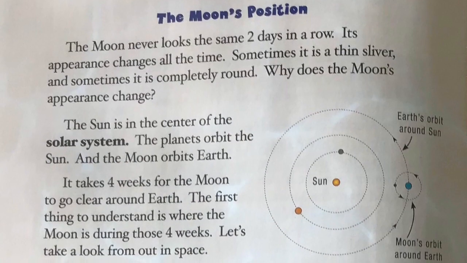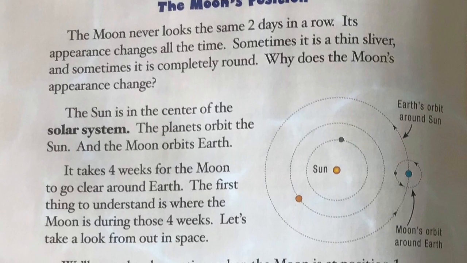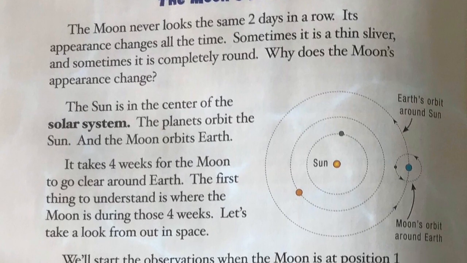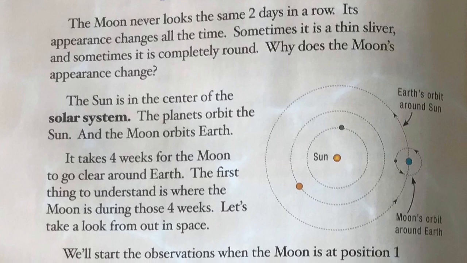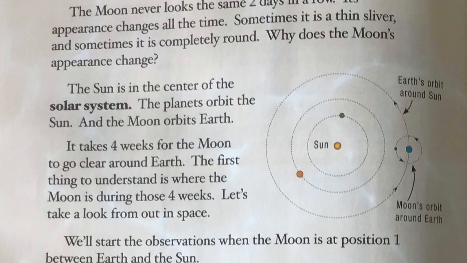The moon's position. The moon never looks the same 2 days in a row. Its appearance changes all the time. Sometimes it's a thin sliver, crescent moon, and sometimes it's completely round, full moon. Why does the moon's appearance change?